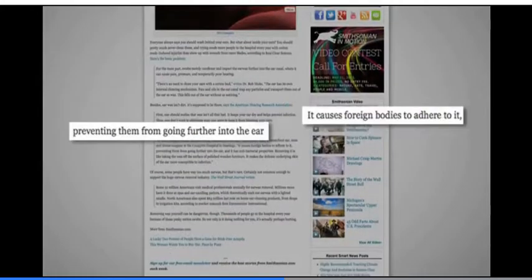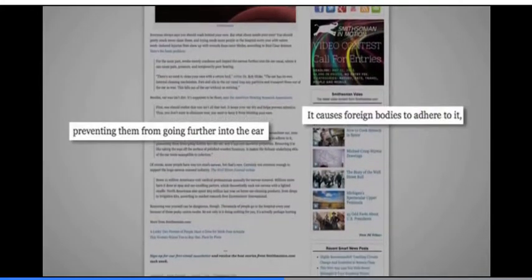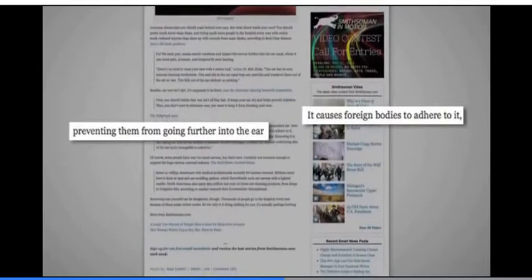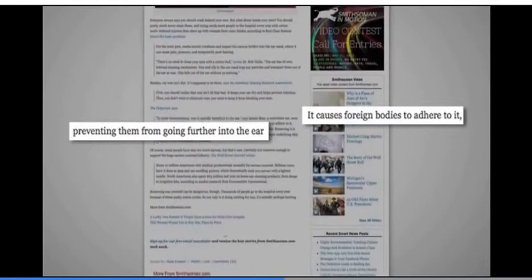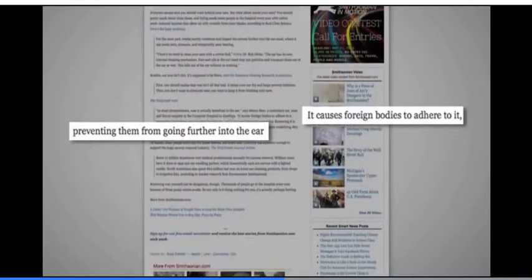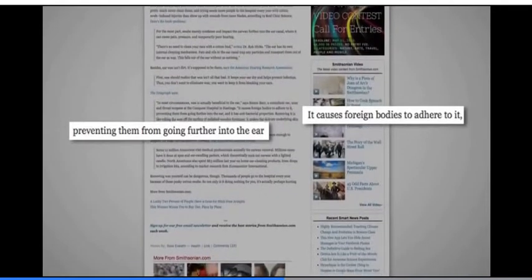Simon Bayer, a consultant ear, nose, and throat surgeon, said, "Wax is actually beneficial to the ear. It causes foreign bodies to adhere to it, preventing them from going further into the ear, and it has antibacterial properties. Removing it is like taking the wax off the surface of polished wooden furniture." Thousands of people a year seek medical attention for cotton swab-related problems. Some people's ears do produce excess wax that needs to be removed, but for most people, the ear canal does not need to be cleaned out.